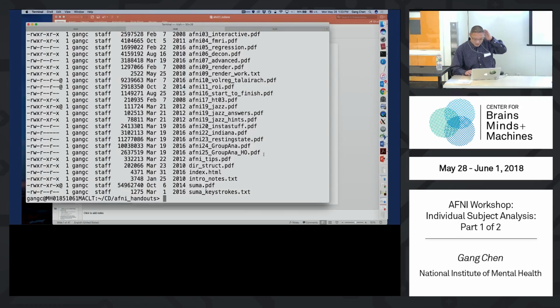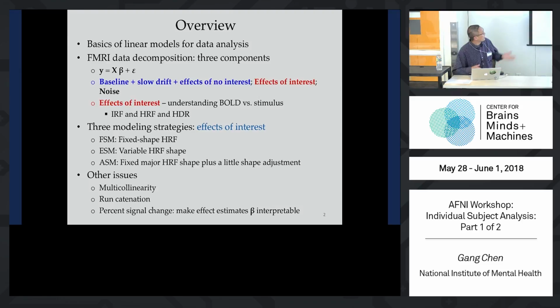So for this talk, the slides, the file you can find in the FMRI handouts directory. It's called FMRI 22. So that's the file, the PDF file. So that's the one. So this talk will pretty much focus on the individual subject analysis.